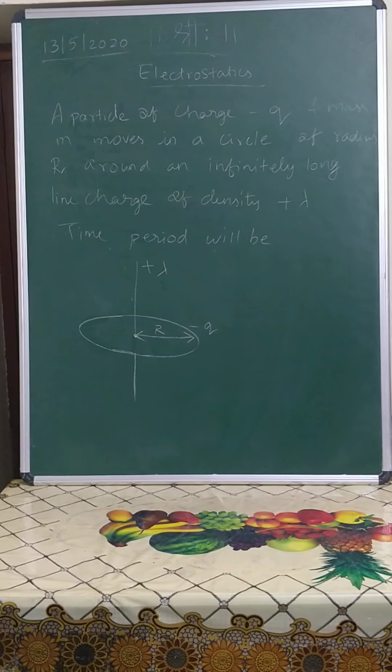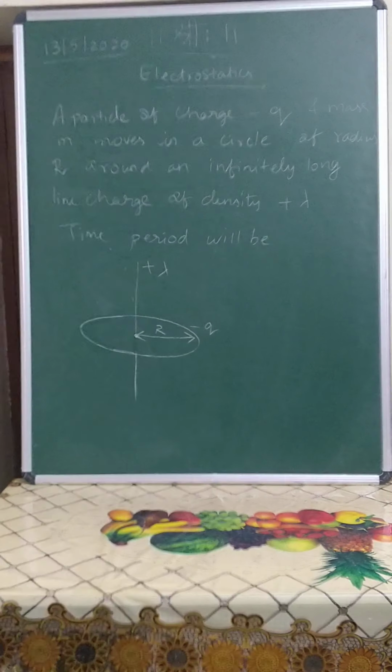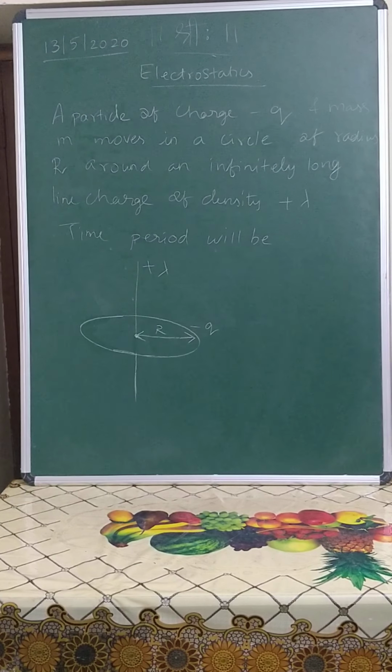So next problem: a particle of charge minus q and mass m moves in a circular path of radius r around an infinitely long line charge of charge density plus lambda.